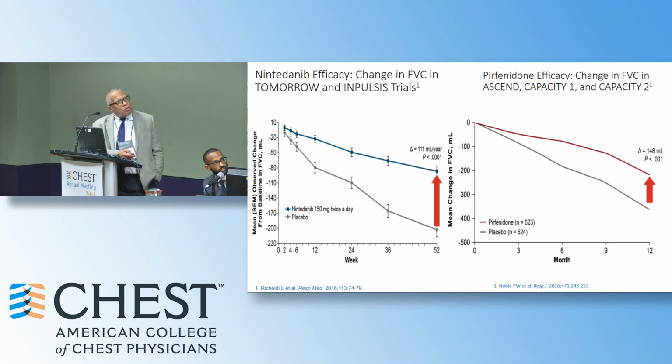Likewise, with pirfenidone, this data is combined. Paul Noble combined the CAPACITY data. You'll recall the CAPACITY 1 and 2 trials were done, only CAPACITY 1, I believe, reached its primary endpoint, and so ASCEND was done to give them 2 phase 3 clinical trials that would get them FDA approval. But nonetheless, when this data was combined, again with pirfenidone, we saw about a 150 cc reduction in decline over a 52-week period. And the big question, of course, with therapy is, who should we treat?